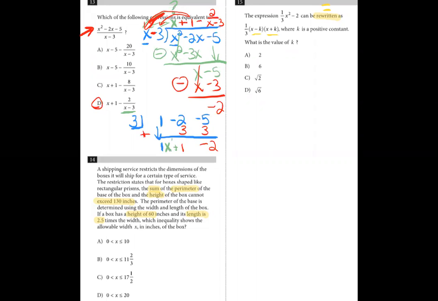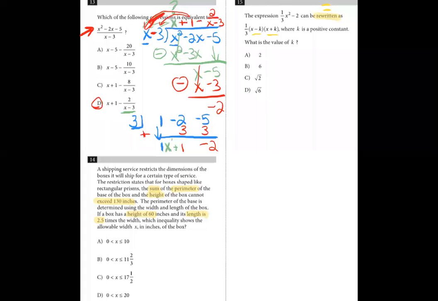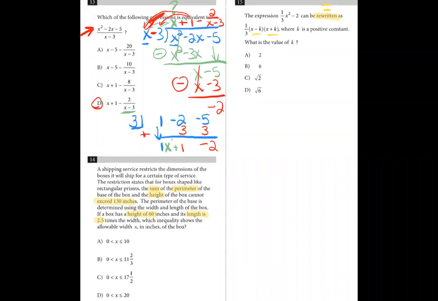So if we go through the restrictions for the boxes shaped like rectangular prisms, the sum of the perimeter of the base of the box. So sum we know is add. Look for a video of translating keywords for your 4 basic operations: add, subtract, multiply, and divide. I'll link that in the description. So we know we're adding the perimeter and the height.